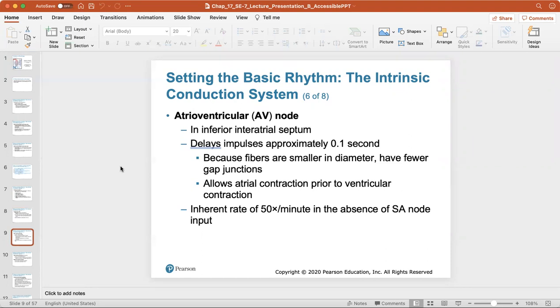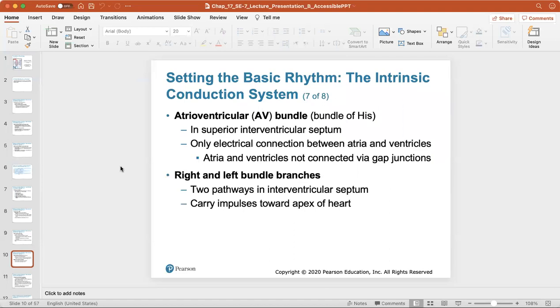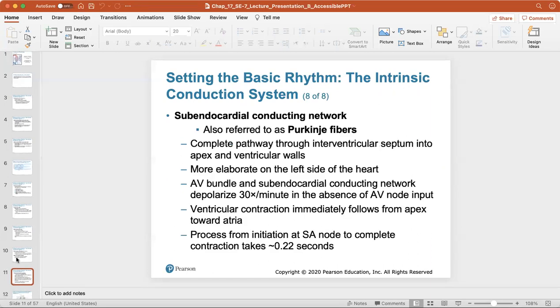before the ventricles contract. The atrioventricular bundle, also called the bundle of His, is located in the superior interventricular septum. So between the ventricles we have the interventricular septum, and in the superior part is where the bundle of His is located. This is the only electrical connection between the atria and ventricles. So the atria and ventricles are not connected via gap junctions. They're only connected via this bundle. The right and left bundle branches then are the two pathways within the interventricular septum that both carry impulses toward the apex of the heart.